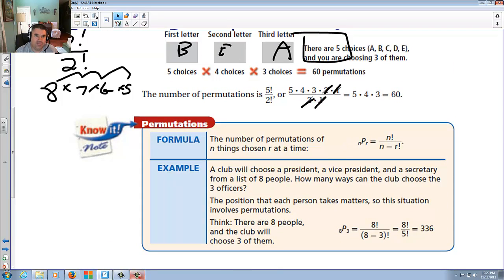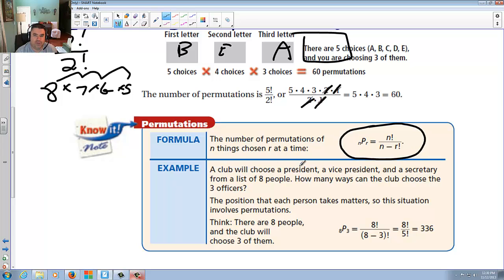And this is the actual technical side of it. It means the same thing. nPr means the number of permutations of n things taken r at a time, which is n factorial over (n minus r) factorial. I think it's more complicated doing this, but feel free if you wish.